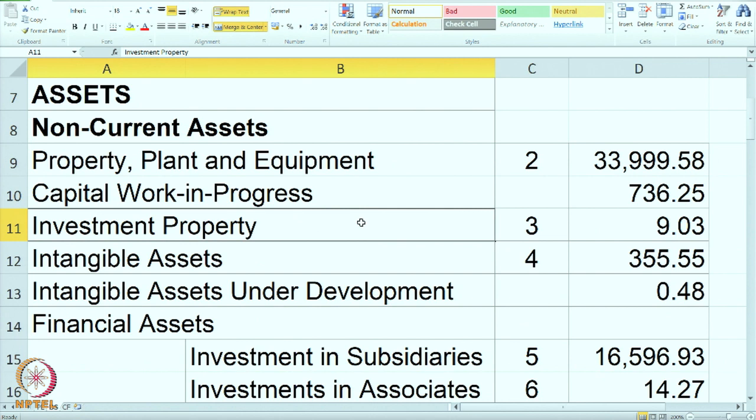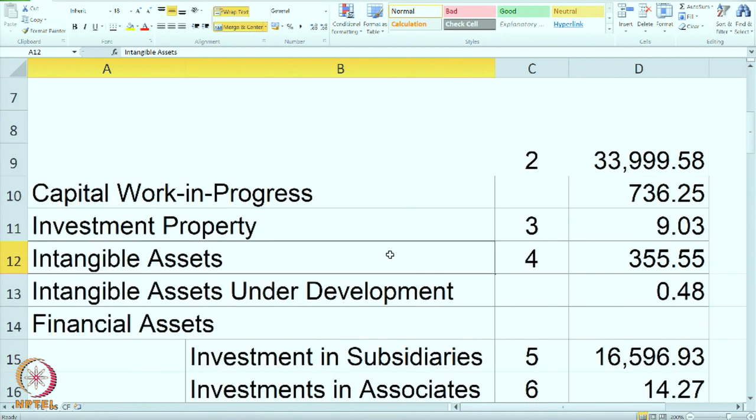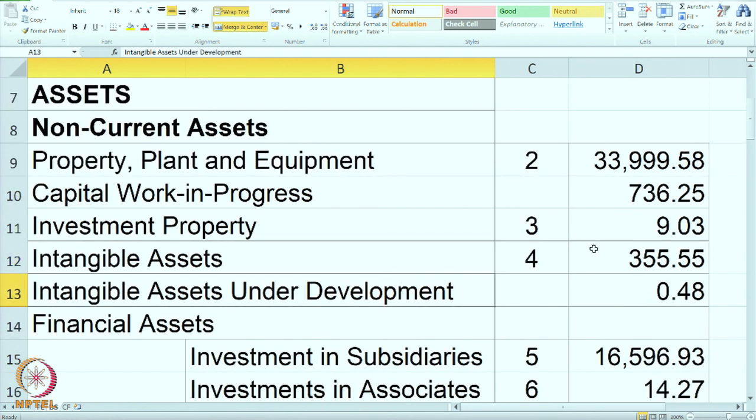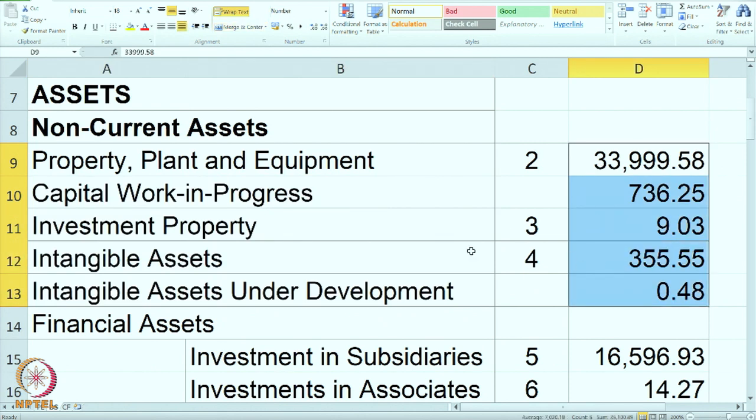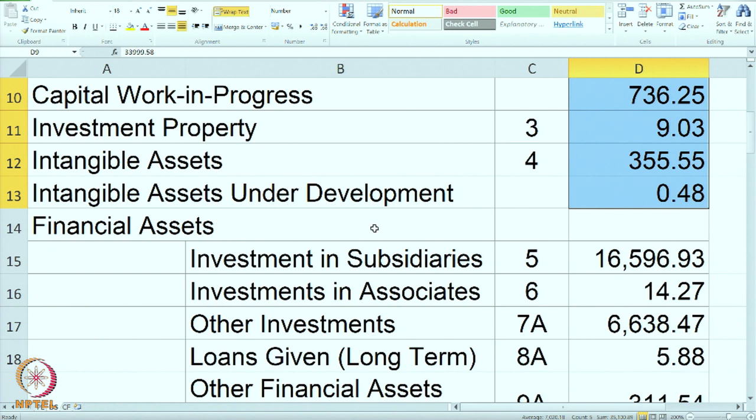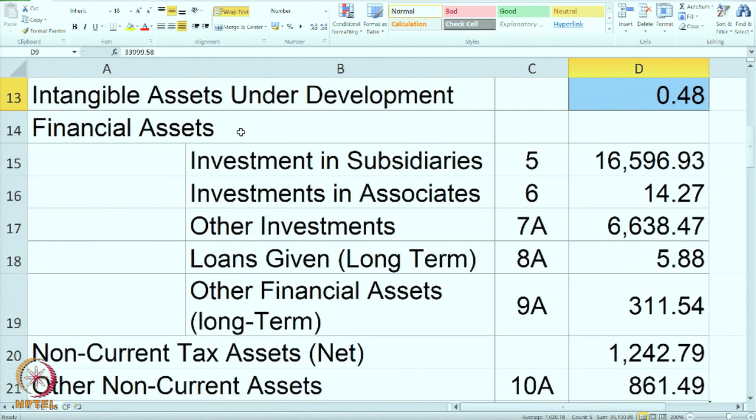Investment property, perhaps in our earlier balance sheets, this was not there, that is 9. Then intangible assets, there are also intangible assets under development. So these items together actually form the fixed assets of the company. Then under NCA, the next category is financial assets. So these are long term financial assets, mainly the investments. So investment in subsidiary, you can say is the biggest amount, 16,000 crores.